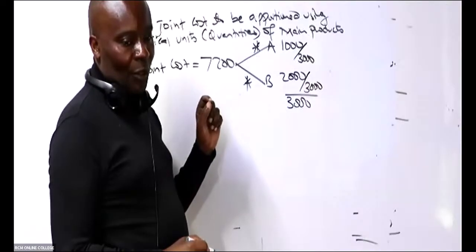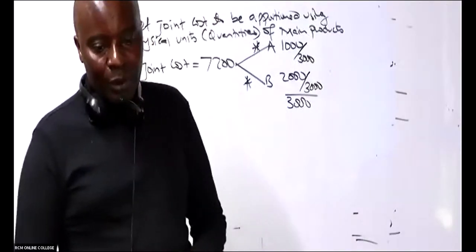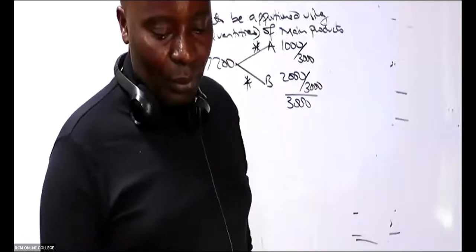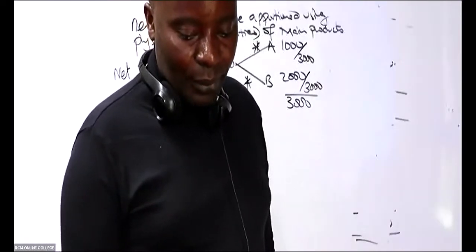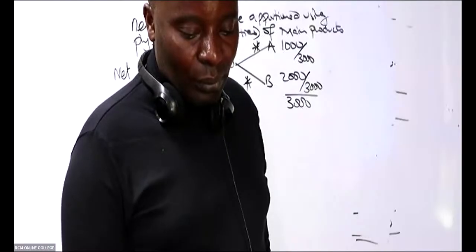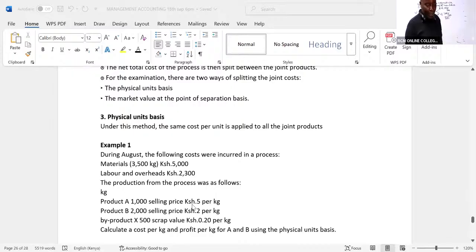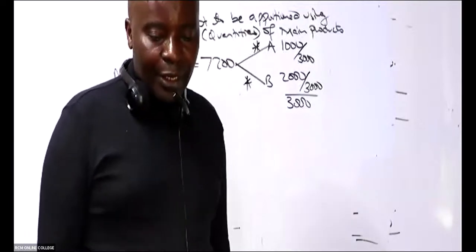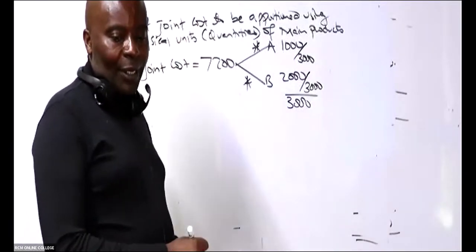Are they selling prices? No, don't use them, it will be biased. You can see here product A, 1,000. Selling price is the one that is 5 Kenya shillings. All right, no problem here.